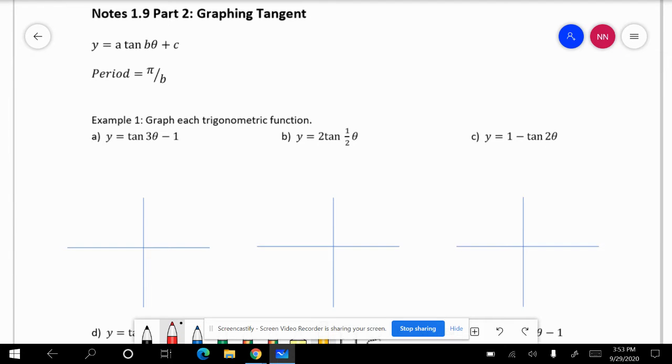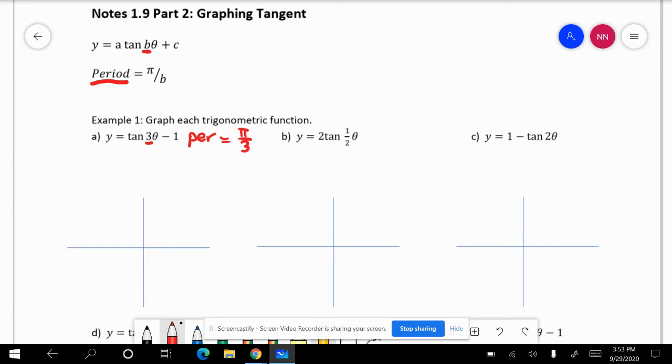We're going to continue graphing tangent. What we're going to focus on today is the period. The period is based off of our frequency. Remember, b is our frequency value. So the period would be pi over b, and that's when it completes a full cycle. So that means with our first example, our frequency is 3. So if we're trying to find the period, it would be pi over 3.